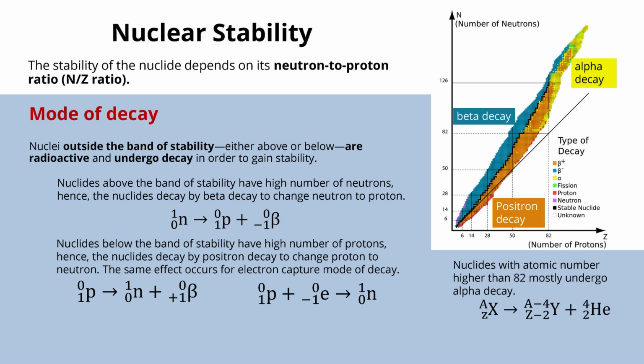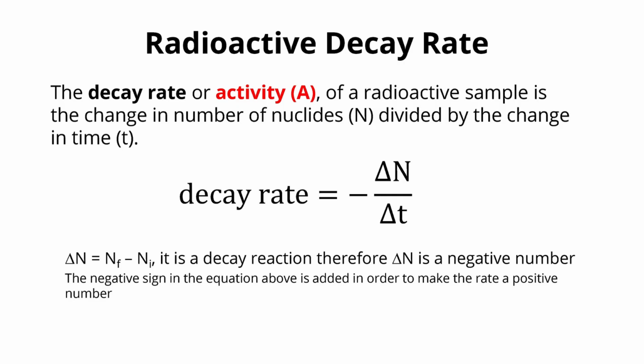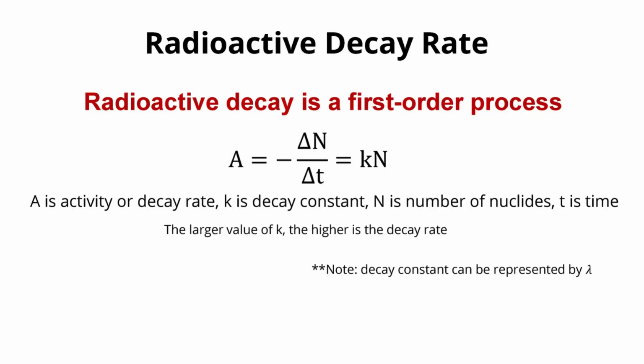How fast does this happen? That brings us to decay rate and half-life, right? Exactly. Radioactive decay follows what we call first-order kinetics, meaning the rate at which a sample decays depends only on the number of radioactive nuclei present at that moment. More nuclei, faster decay. Fewer nuclei, slower decay. It's not influenced by temperature, pressure, etc., like chemical reactions.